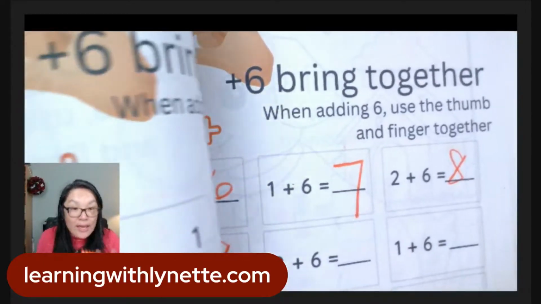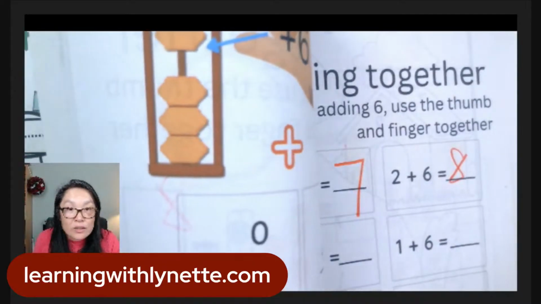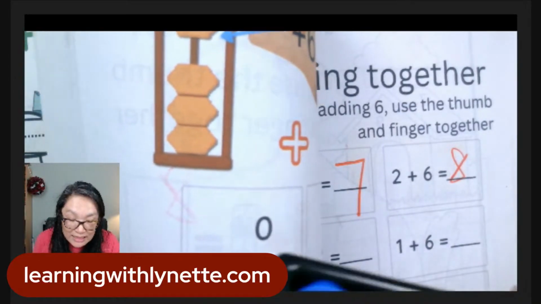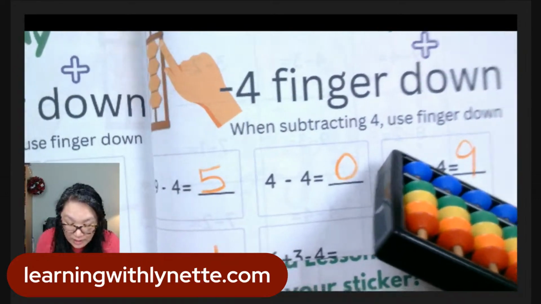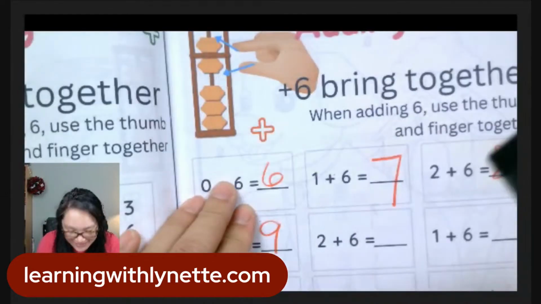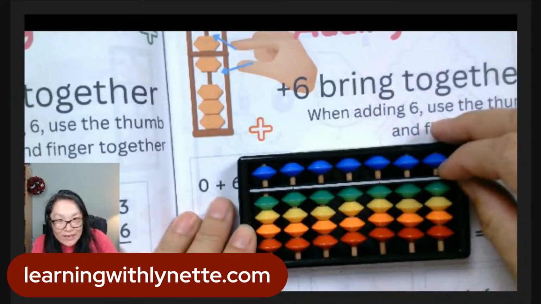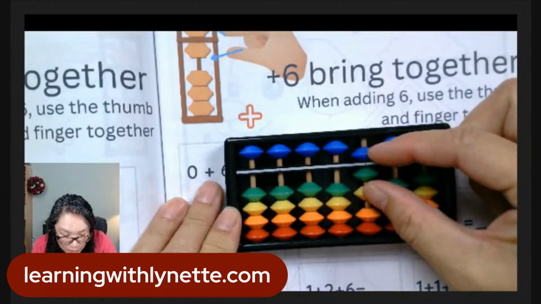And that's exactly what it is, right? Because what we're trying to do is critically think: what do we do when we are unable to do it? So I'm going to skip ahead to the 6. When I add the 6, I'm going to do 1, and then plus 6 is moving these 2 beads.